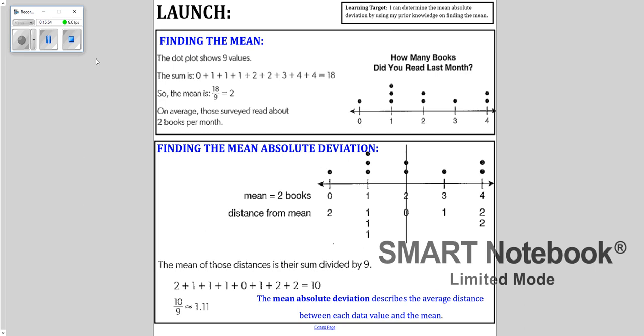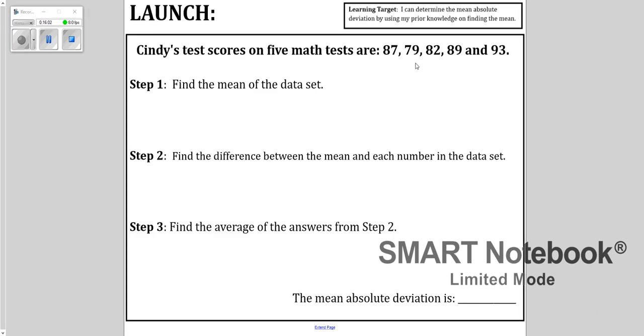On the next page, there's going to be a practice problem we're going to do. So if you're confused now, it's okay. And it has the 3 steps that you need to follow. So here's a list of numbers. These are Cindy's test scores. There's 5 test scores here.